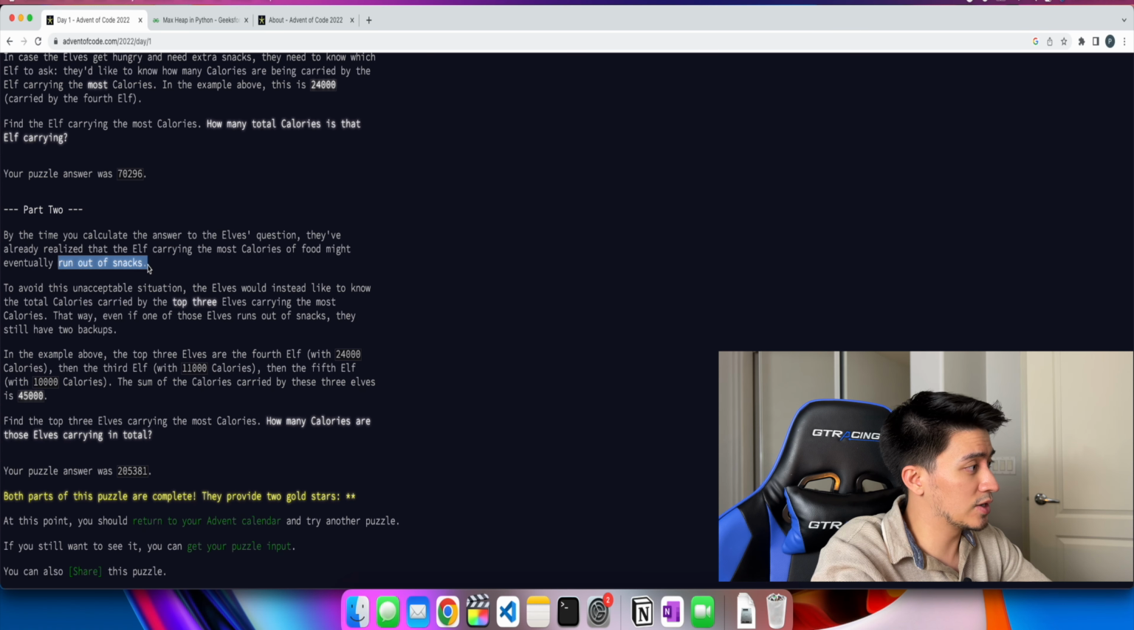To avoid this unacceptable situation, the elves would instead like to know the total calories carried by the top 3 elves carrying the most calories. That way, even if one of those elves runs out of snacks, they still have 2 backups. In the example above, the top 3 elves are the 4th elf with 24,000 calories, then the 3rd elf with 11,000 calories, then the 5th elf with 10,000 calories. The sum of the calories carried by these 3 elves is 45,000.